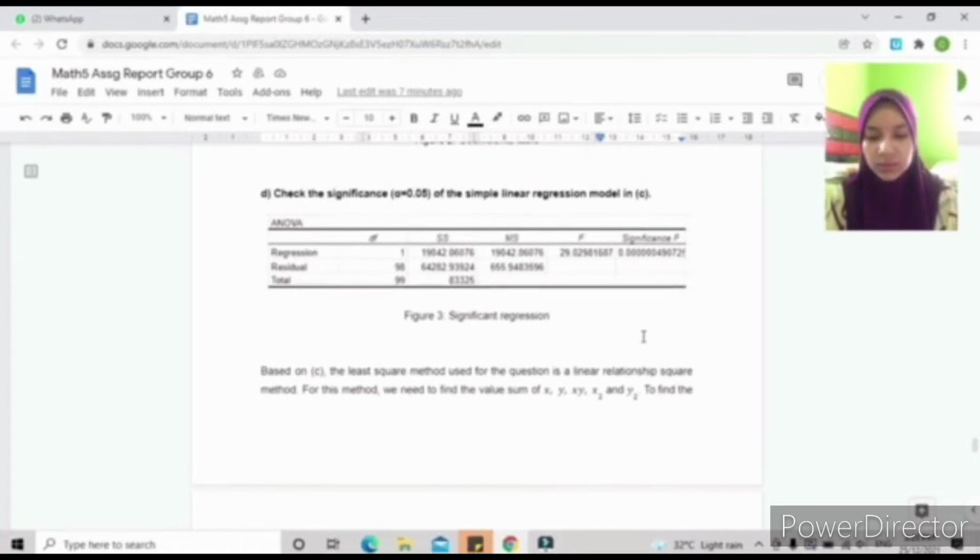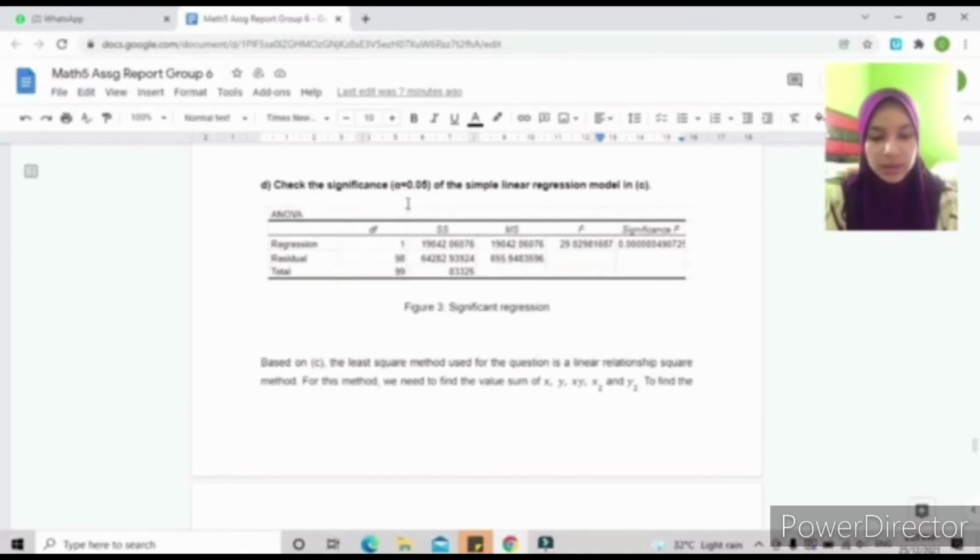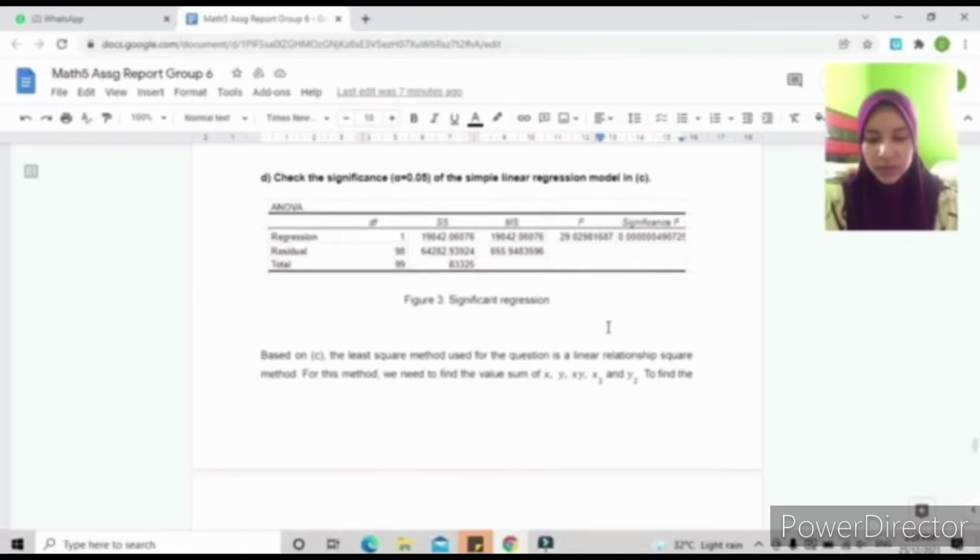Alpha equal to 0.05 of the simple linear regression model in C. So we are already done with the C question. This is the significant regression table that we also got from the Microsoft Excel software.